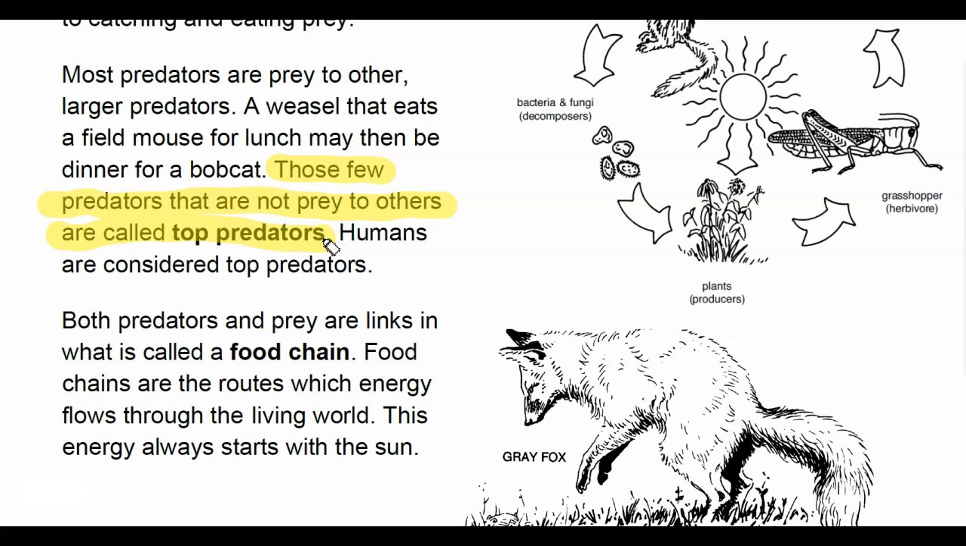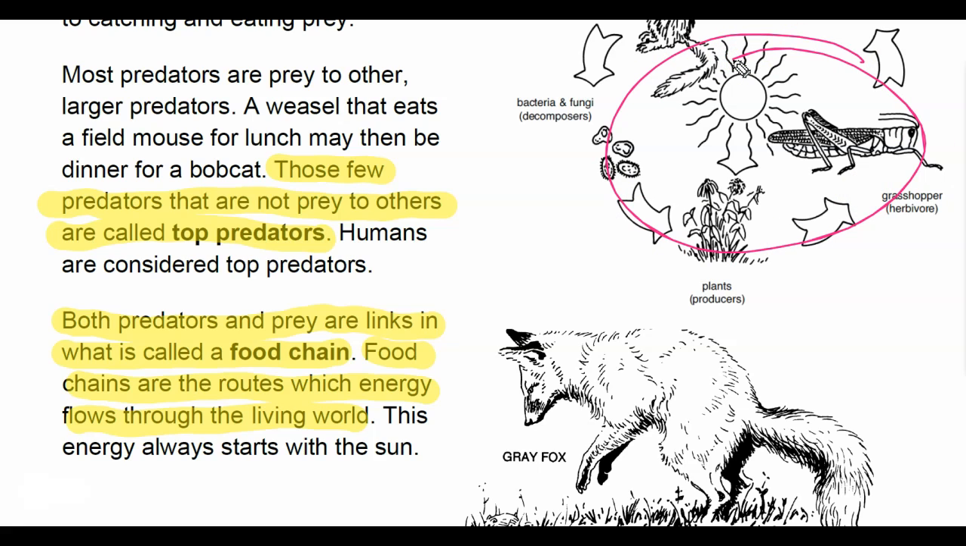Both predators and prey are links in what is called a food chain. So this is part of their relationship. Food chains are the routes which energy flows through the living world. So this tells you what a food chain is. This energy always starts with the sun. And you see that picture here? That's the food chain.